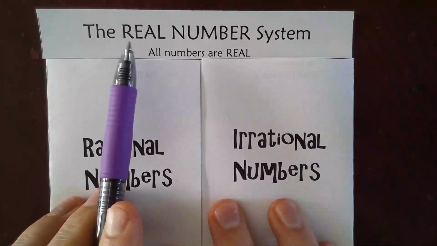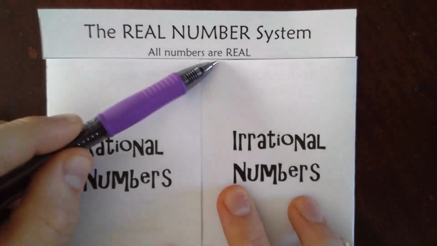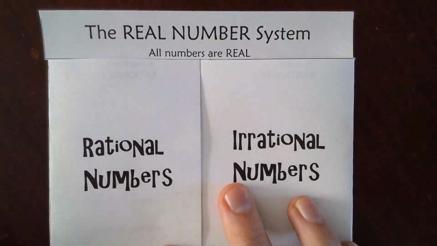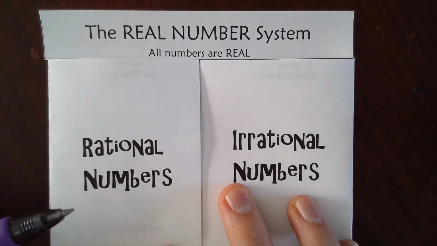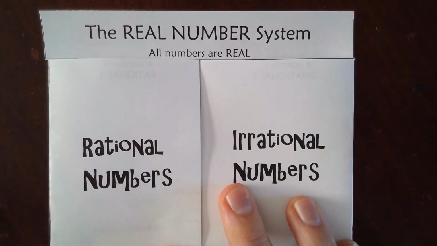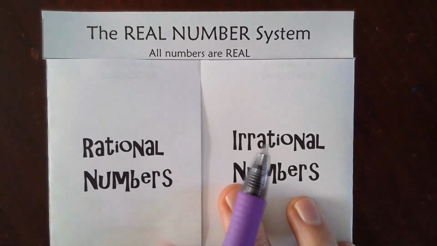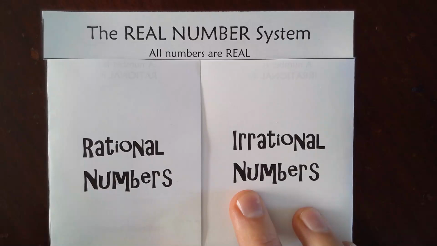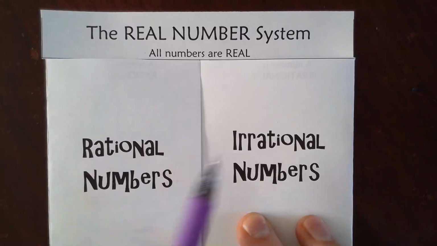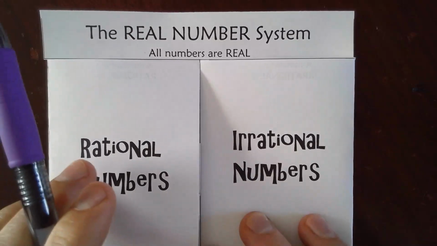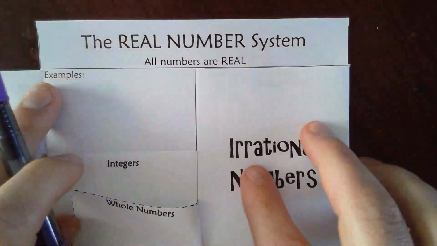We are going to learn about the real number system, all numbers that are real, that can go on the number line. Next year, you will get into a conversation about imaginary numbers, numbers that do not live on the number line. This year, we are finishing a conversation about what the numbers are that live on the number line and how we categorize them as rational or irrational numbers. You should have this flipbook made already. Let's open it up.